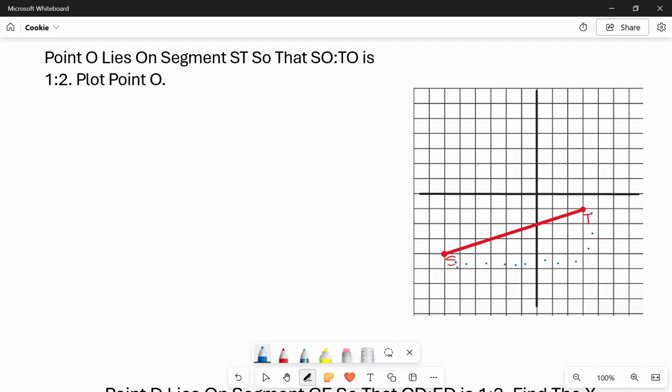So let's start with the width. 1, 2, 3, 4, 5, 6, 7, 8, 9. Now we know that there's a total of 3 units. Therefore, all of this is a unit, all of this is a unit, and all of this is a unit. We know that point O is 1 unit away from point S. So point O is 1 unit away from point S in the x-axis.